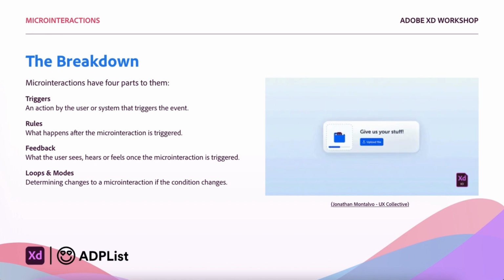Rules, what happens after the micro interaction is triggered. So, with the example on the right, clicking upload file starts the animation of the XD file, moving from its current position into the folder opening, and then the progress bar appearing. So, those are all the different steps that happen after the micro interaction is triggered.